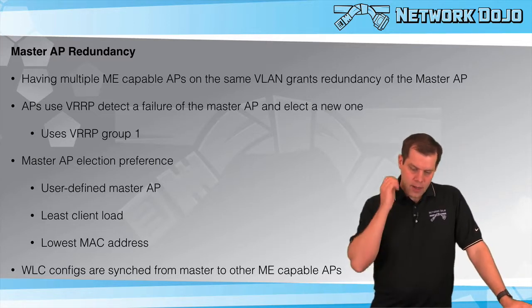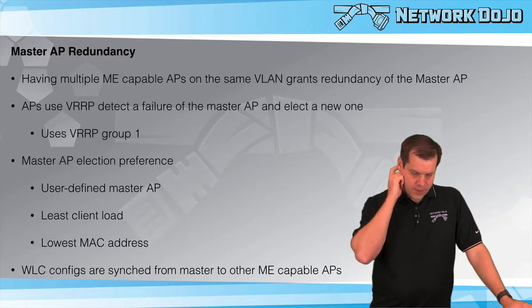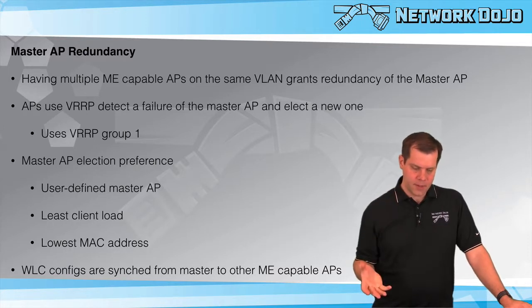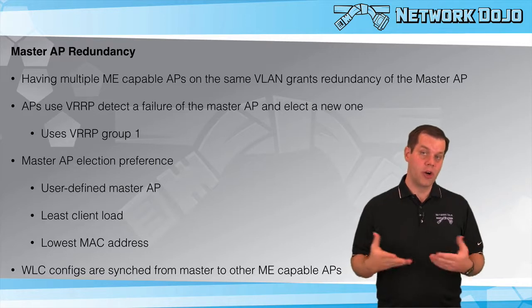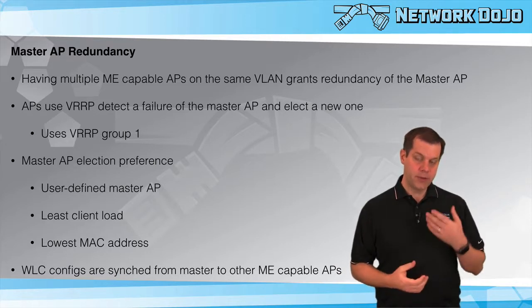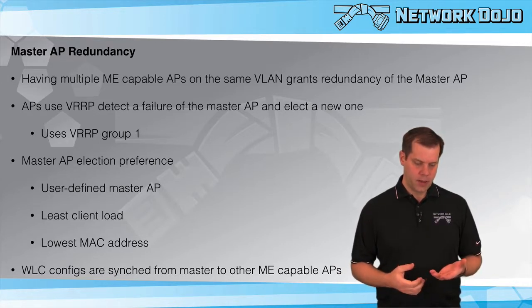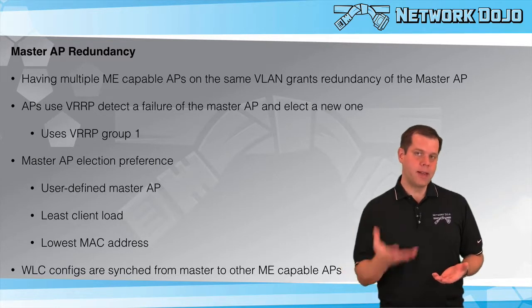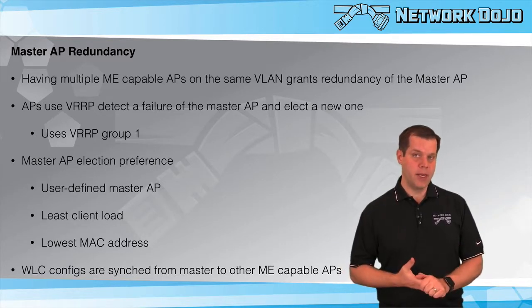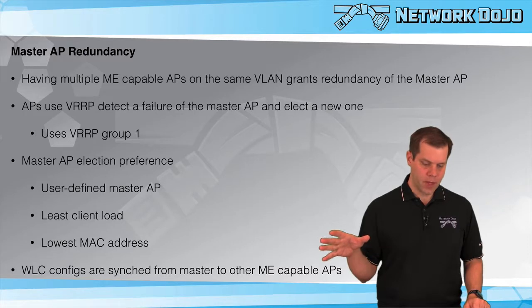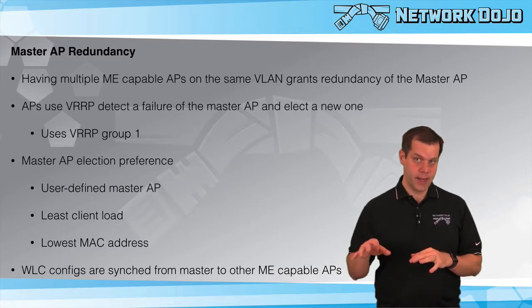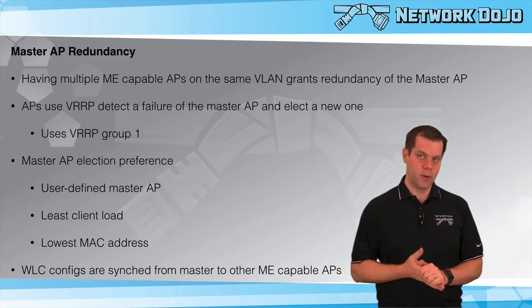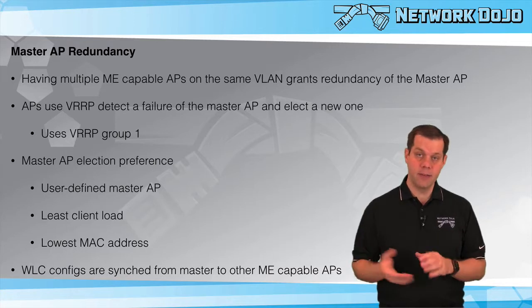All right, so how do we elect a master AP? First of all, an election really only happens when there is no current master AP. If there's a current master AP, we won't just automatically have another more preferred AP come up and knock it off. While we can manually flip it over to a more preferred one, it's not a dynamic process in that respect.